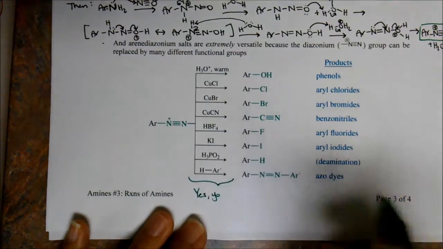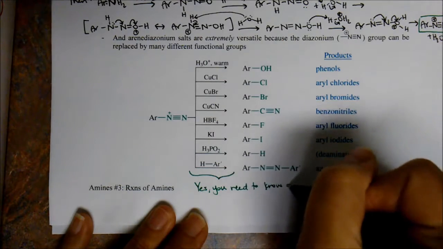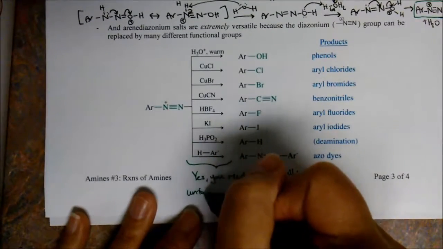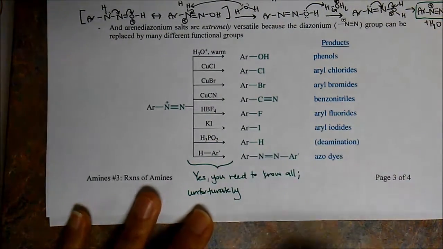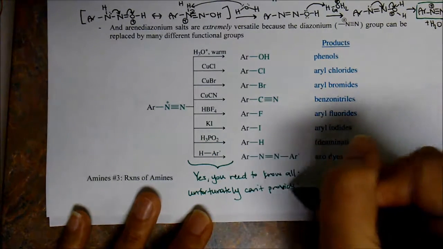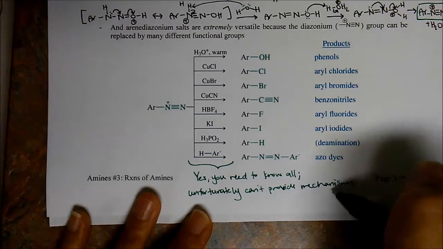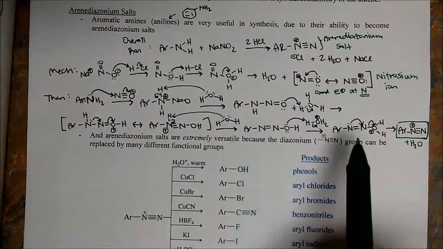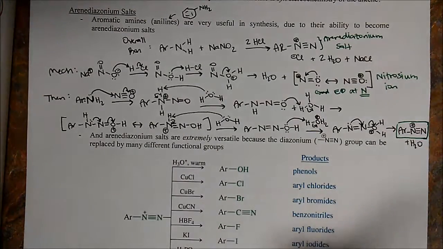Yes, you need to know all. So break out those flashcards, start practicing, because unfortunately, I am not going to provide mechanisms. Because to be honest, they're steppy and they're not very well known. Can't provide mechanisms. Okay? So again, you do need to understand how we make the arene diazonium salts, how we get to here, okay? And that's just a bunch of protonations and making oxygens a good leaving group multiple times.